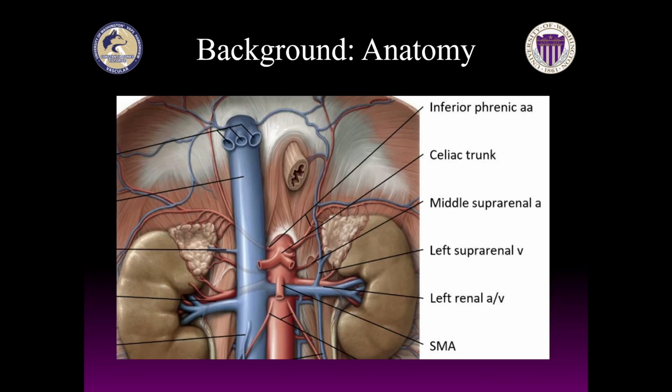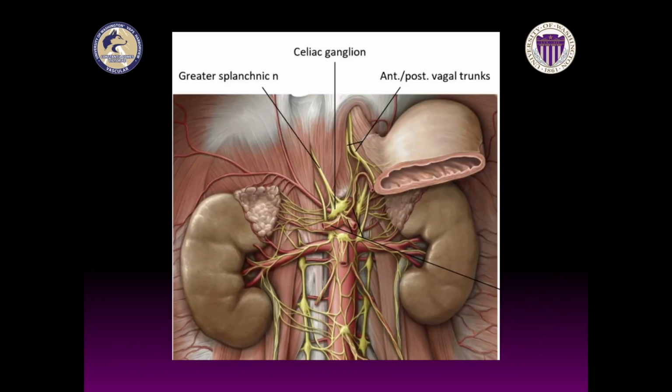The median arcuate ligament joins the left and right crura of the diaphragm, arching over the aortic hiatus around T12 and L1. Just below this is the celiac trunk, which is compressed in MALS. Lying just above the celiac trunk is the celiac ganglion. As you can see from the figure, compression of the celiac trunk by the median arcuate ligament will also compress the celiac ganglion.